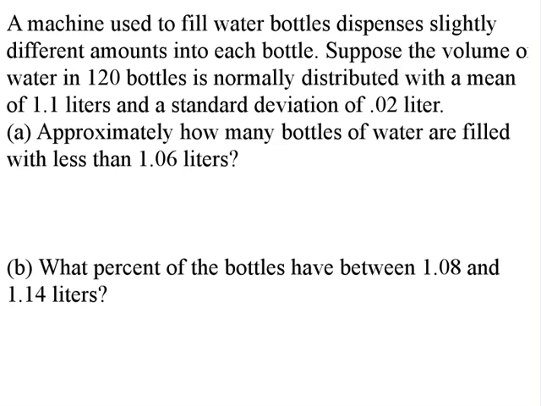A machine used to fill water bottles dispenses slightly different amounts into each bottle. Suppose the volume of water in 120 bottles is normally distributed with a mean of 1.1 liters, standard deviation of 0.02. Approximately how many bottles of water are filled with less than 1.06? So let's go ahead, figure out what we got here. We got our normal distribution here.